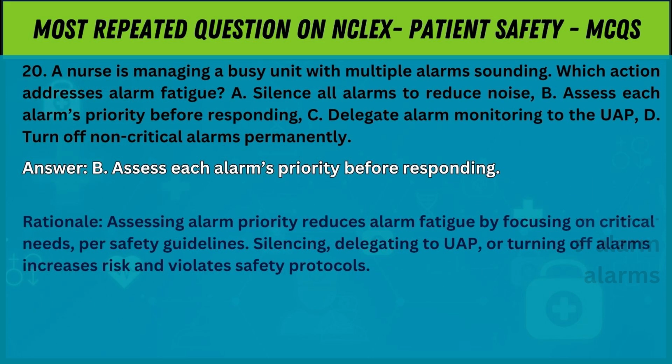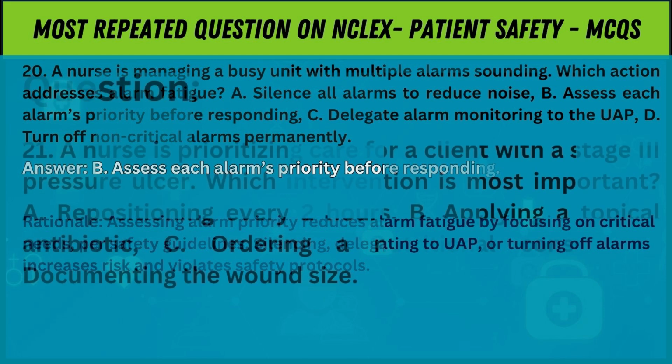Answer: B. Assess each alarm's priority before responding. Rationale: assessing alarm priority reduces alarm fatigue by focusing on critical needs per safety guidelines. Silencing, delegating to UAP, or turning off alarms increases risk and violates safety protocols.